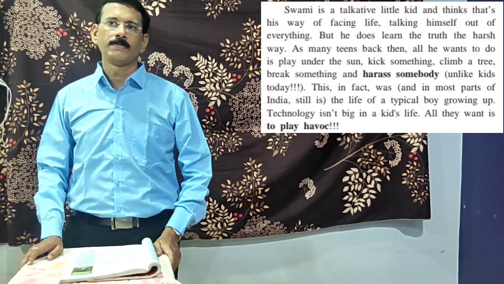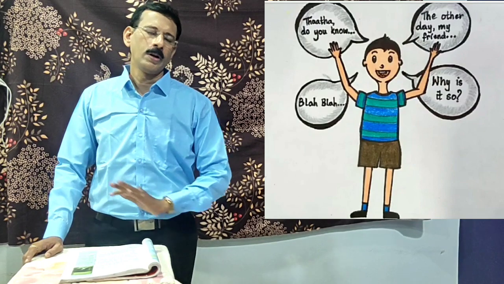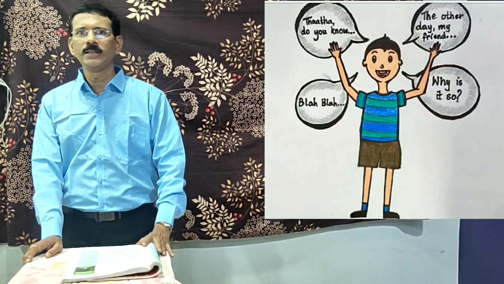So in the third paragraph, this paragraph tells us that this boy Swami is a very talkative boy. He's a very talkative child. He likes to talk continuously. Talkative means in Marathi we call badbadya. Badbadya mulga hota ha खूप. And this is his own way to face life. It is his own way. And he talks about everything to himself, but he learns the fact of life in a harsh or little bit cruel way. A little bit cruel way.